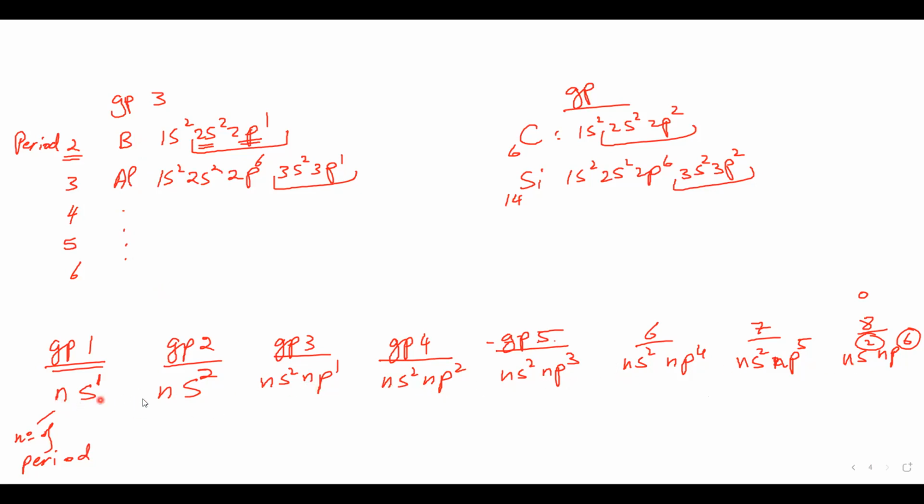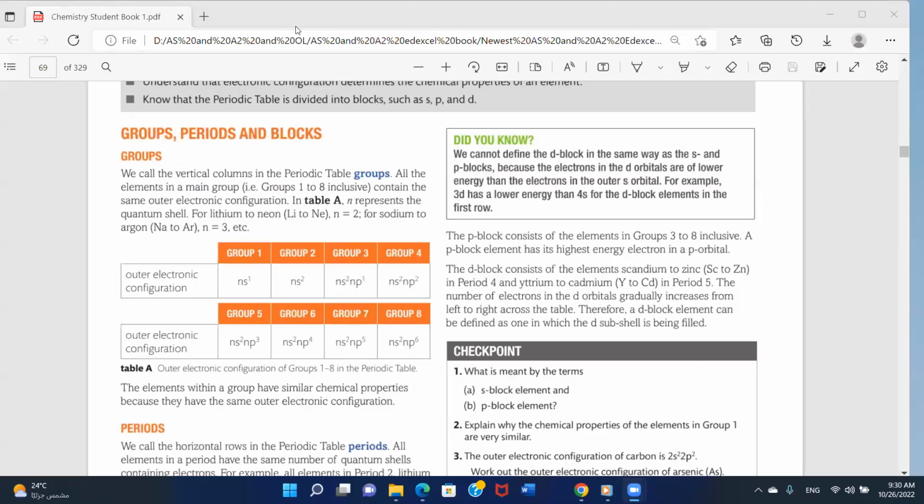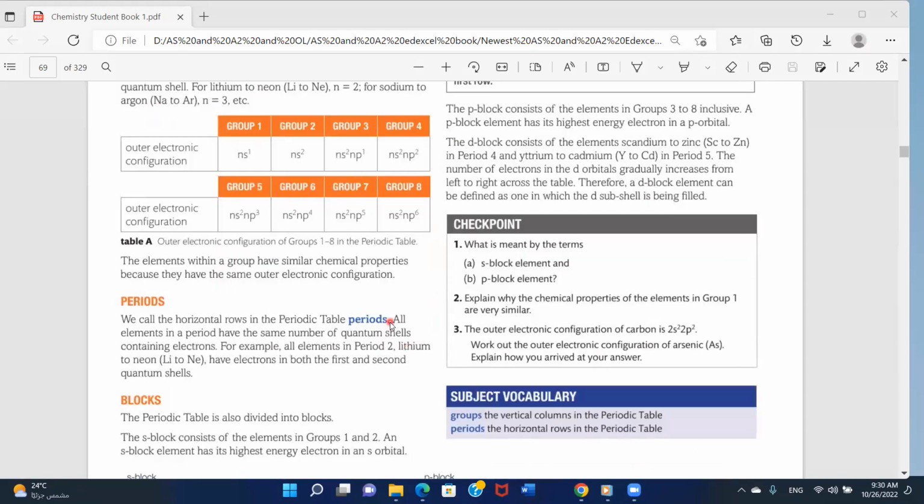And we say here n, where n gives us the number of the shell they are present in. So if you look here, you will see that this is the trend in the electrons present in the same group. All of them have the same outer electronic configuration. For group 1, it's ns1, for group 2, ns2, and so on, until we reach group 8. Of course, we have 7 periods in the periodic table.